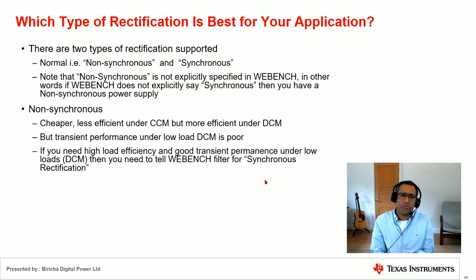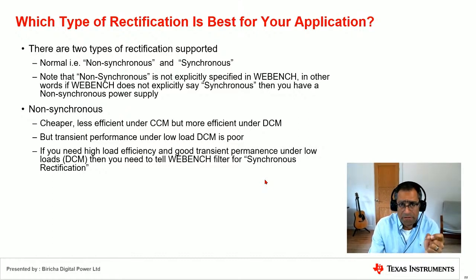The transient performance on the low loads for non-synchronous is poor if you're in voltage mode. In current mode it's not as bad. Now, if you need high load efficiency and good transient performance on the low loads, when you're in discontinuous conduction mode, then you need to tell WEBENCH to use synchronous rectification, right? Or go and do current mode.